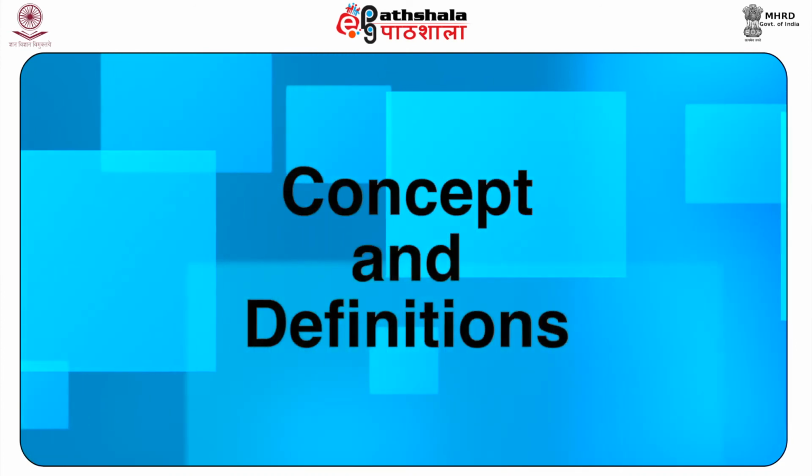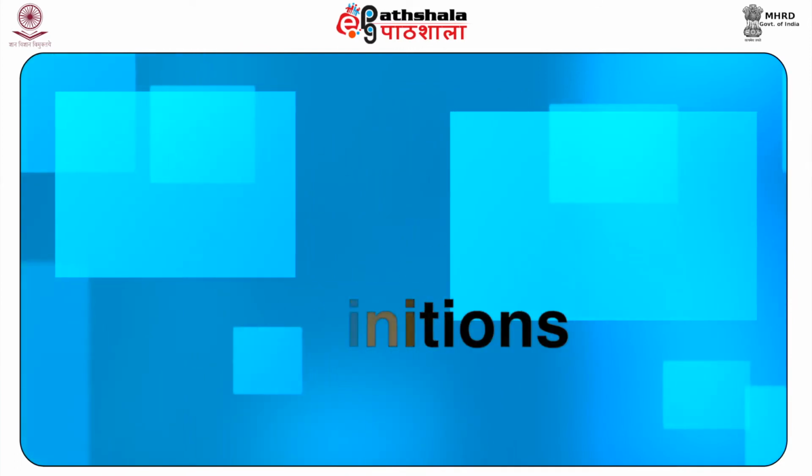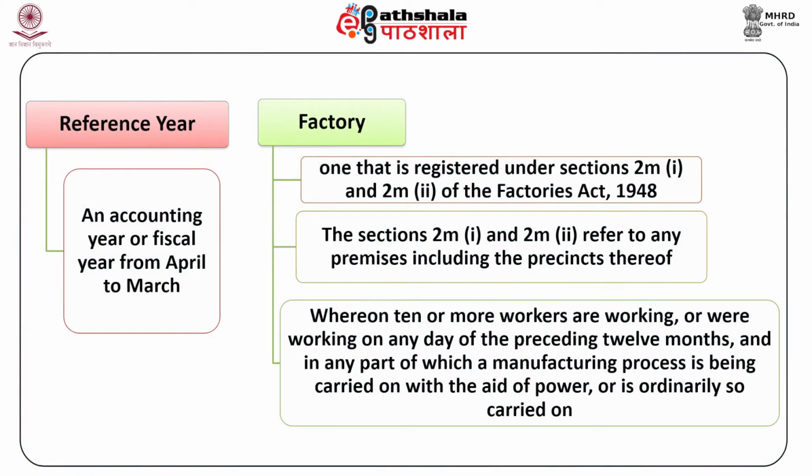The dissemination of ASI information is done on request through the Computer Center, New Delhi, which works as a data warehouse of the Ministry of Statistics and PI. Pricing policy is set by the Ministry of Statistics and PI. Now we can discuss the concepts and definitions of items collected through the ASI schedule. The first one is related to the reference year. Reference year is an accounting year or fiscal year from April to March.